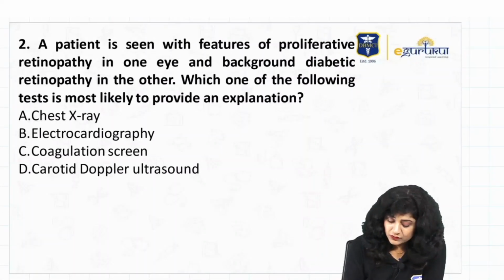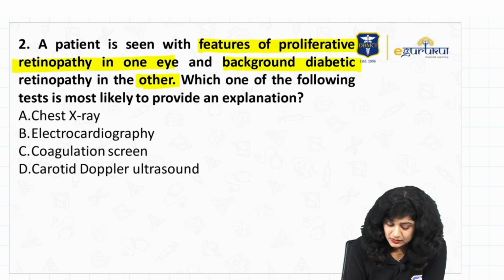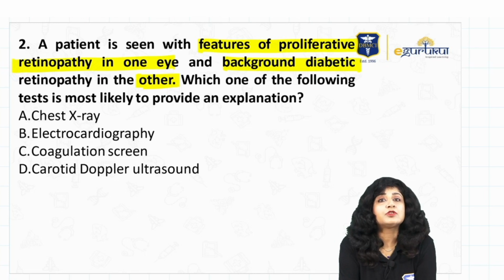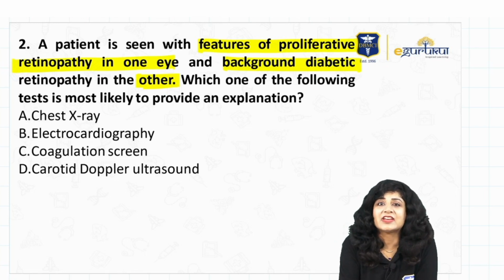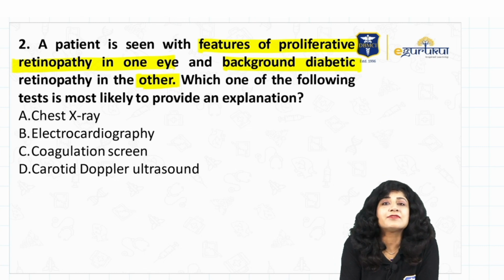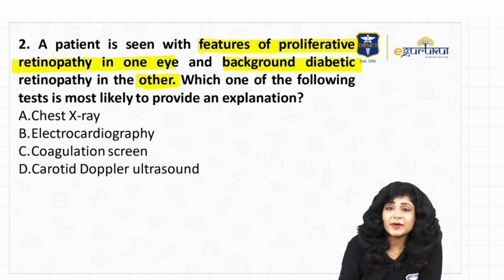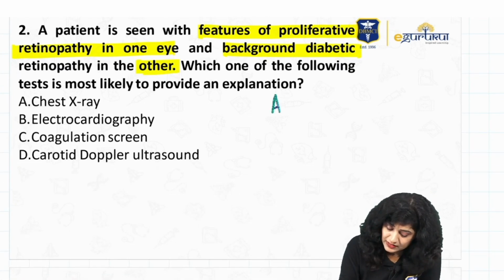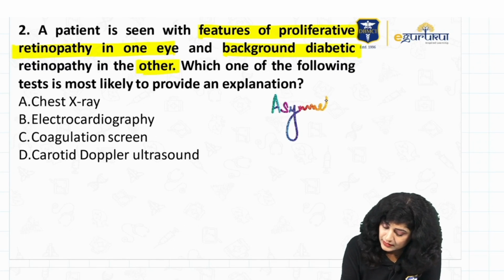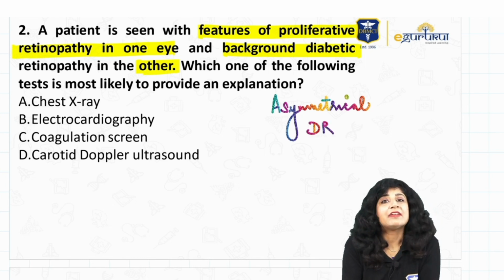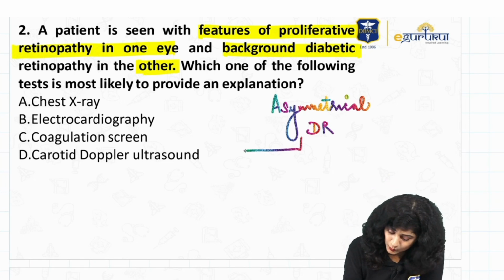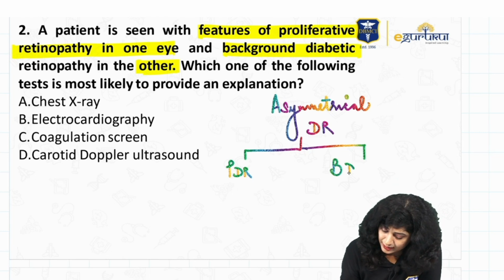Here we have a patient with the features of proliferative retinopathy in one eye, background diabetic retinopathy in the other, and which one of the following is most likely to provide an explanation. Now this is a catch actually. Seeing the question, it looks as if this question is on diabetic retinopathy, but actually it is not. The trick to the question is that here the patient is actually having asymmetrical diabetic retinopathy, because in one eye we have PDR and the other eye is having background diabetic retinopathy.